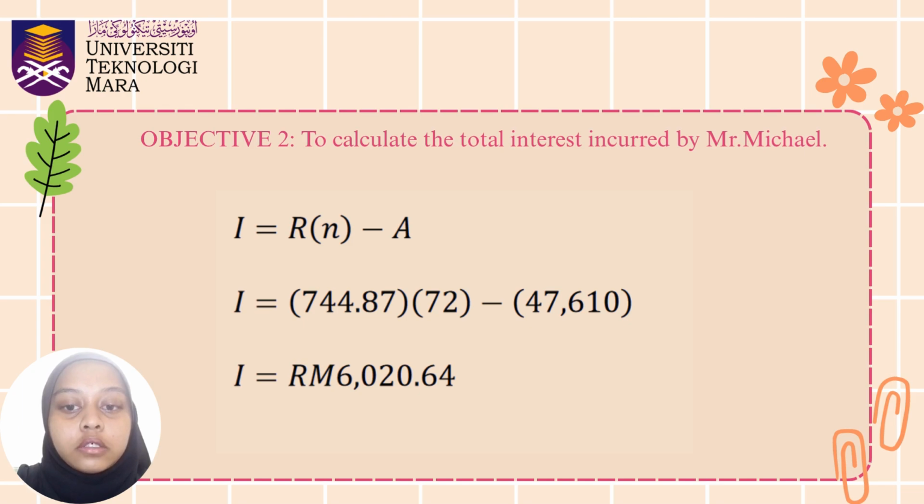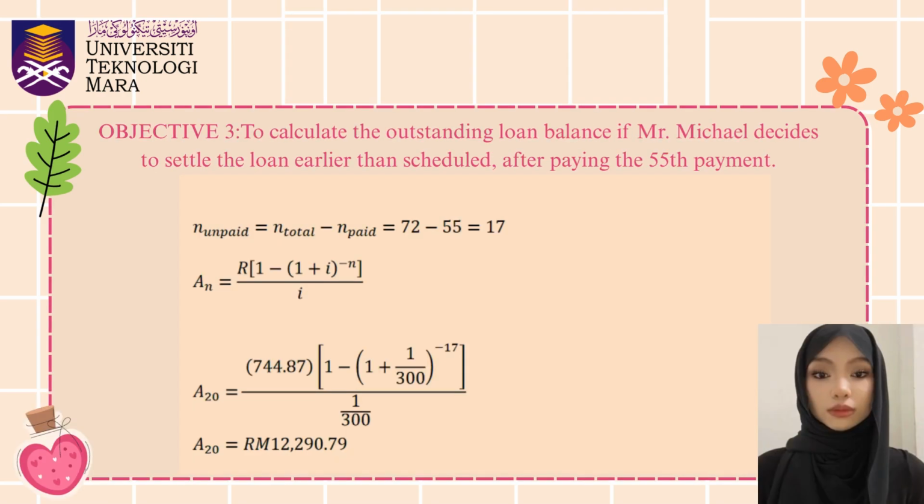Objective 2. To calculate the total interest incurred by Mr. Michael over the loan period, we will use the formula: interest equals the total amount paid, R multiplied by N, minus the loan amount A. Substituting the values, interest equals RM744.87 times 72 minus RM47,610. So total interest equals RM6,020.64.